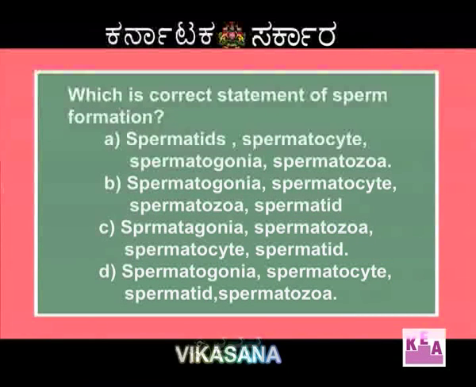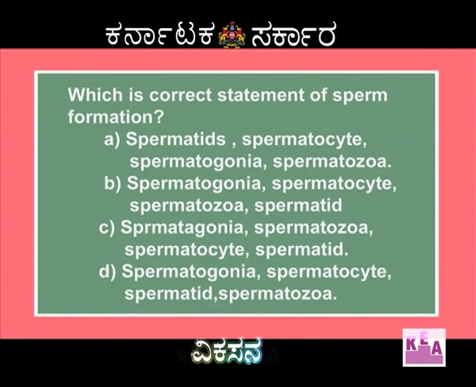Which is the correct statement of sperm formation? Option A: spermatids, spermatocytes, spermatogonia, spermatozoa. Option B: spermatogonia, spermatocyte, spermatozoa, spermatids. Option C: spermatogonia, spermatozoa, spermatocytes, spermatids. Option D: spermatogonia, spermatocyte, spermatids, spermatozoa.